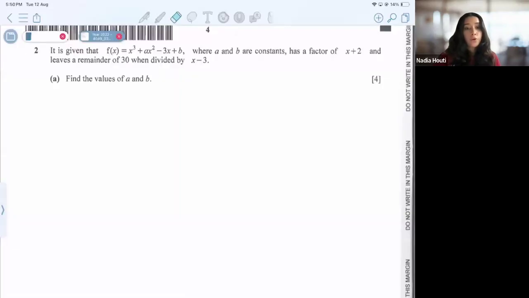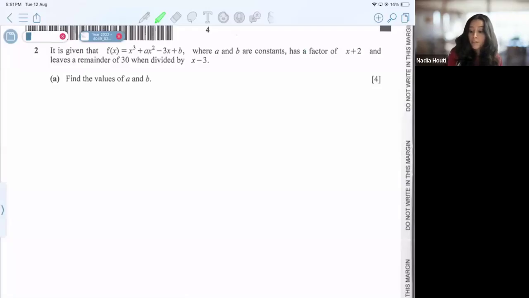This is question 2 of the 2022 O-Level A-Math paper 2. It is given that f(x) equals x cubed plus ax squared minus 3x plus b, where a and b are constants, and this polynomial has a factor of x plus 2 and leaves a remainder of 30 when divided by x minus 3. Okay, so I want you to see these two pieces of information as separate.